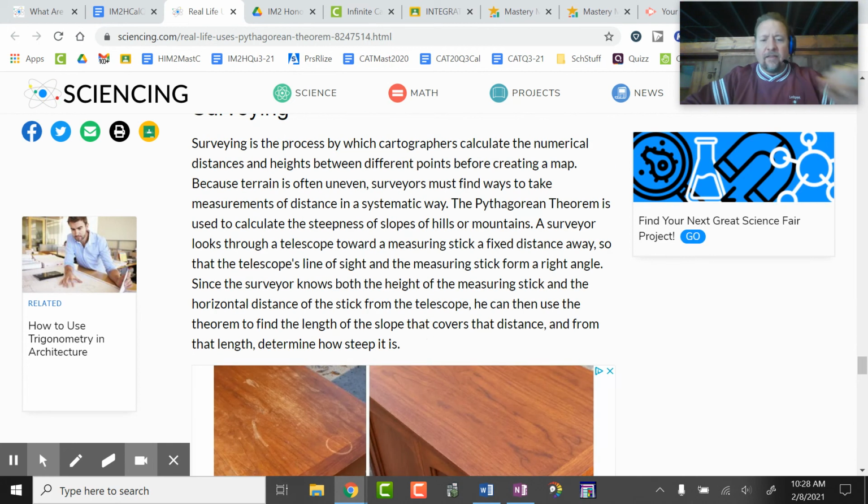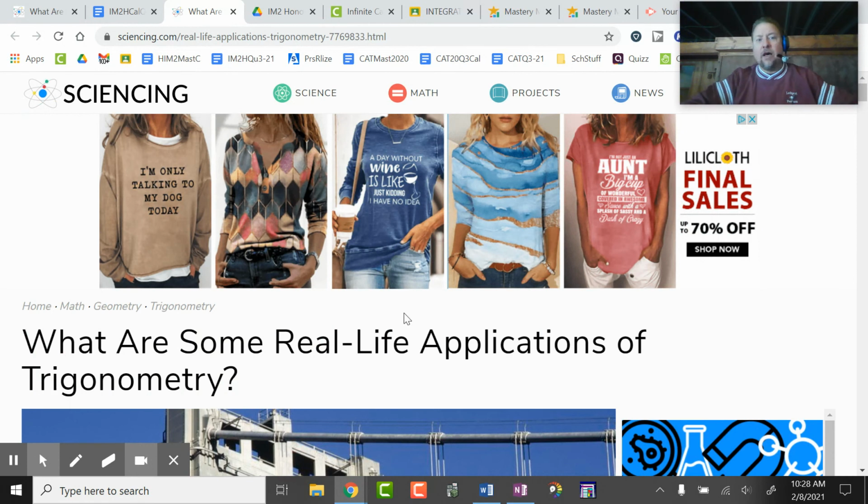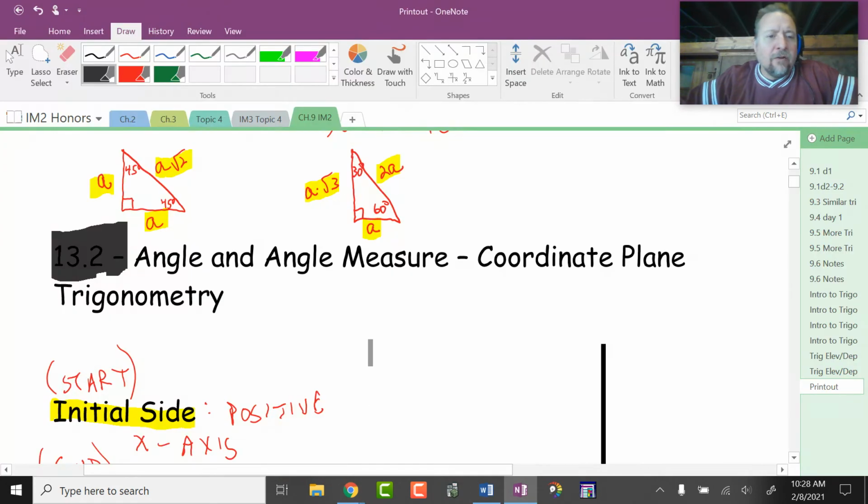There was some stuff about that in the very beginning of this article, talking about how ancient people learned more and more about space and so on and so forth. So kind of an interesting article. There's a link for you if you want. I looked at parts of it.